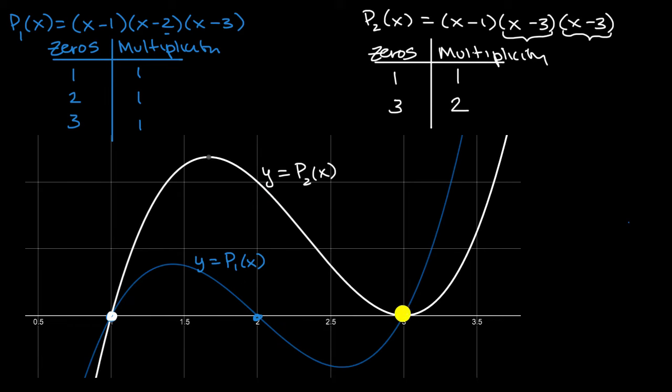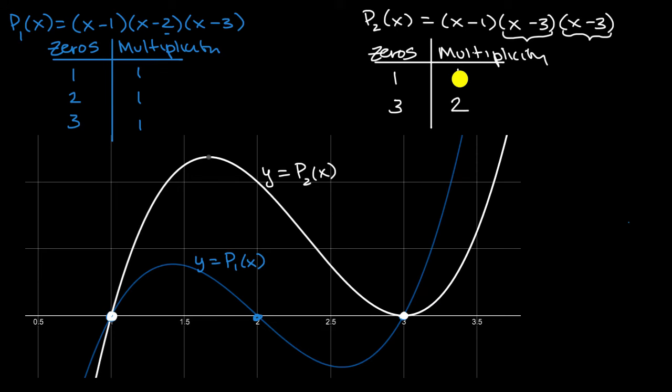But what happens at x equals 3, where we have a multiplicity of 2? Well, there we intersect the x-axis still. p of 3 is 0, but notice we don't have a sign change. We were positive before, and we are positive after. We touch the x-axis right there, but then we go back up.